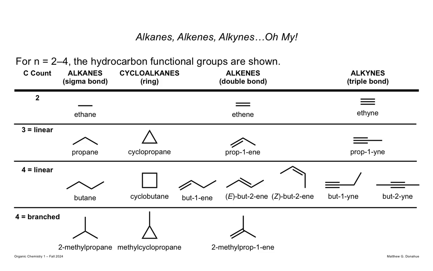So here's a table of those functional groups. Probably the main difference now is the second column in there says cycloalkanes. And again, those are rings. When you have a chain and you tie it back to itself.